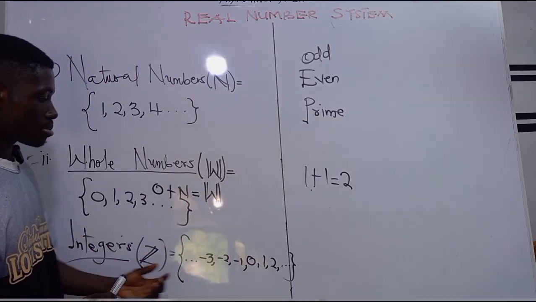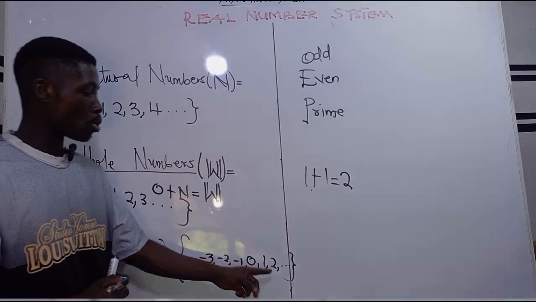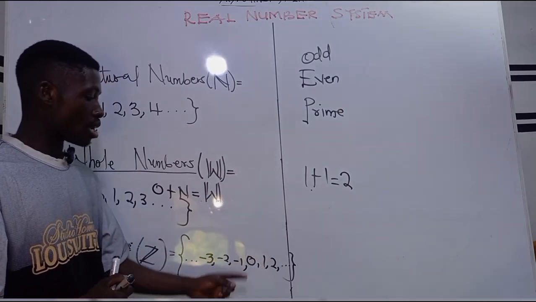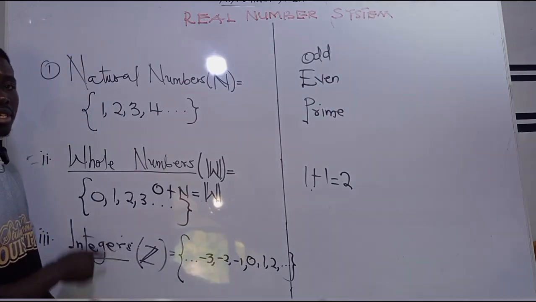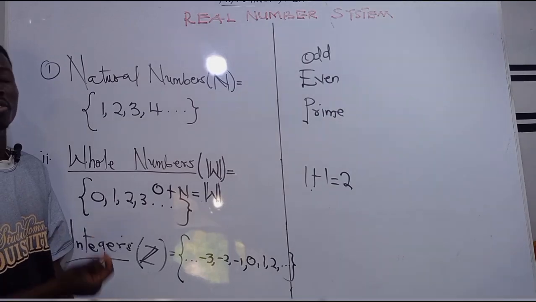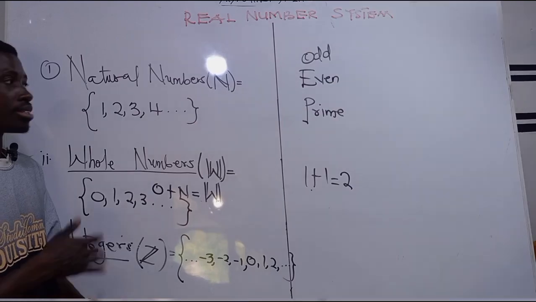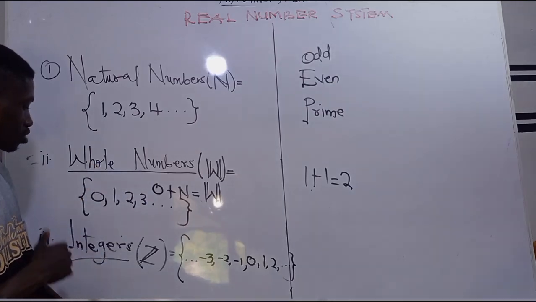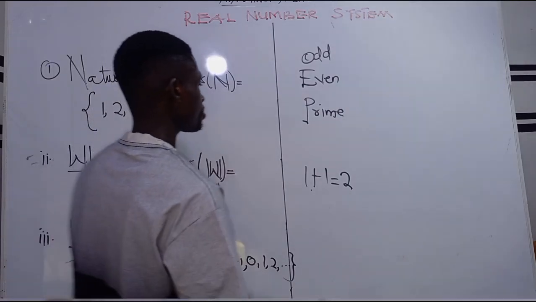So when you see a set that contains negative numbers and positive numbers and then a whole number, you can say that that set is a set of integers. I guess you are following, and I believe you can give examples of integers. Now the next set of numbers that we can also talk of is what we call rational numbers.